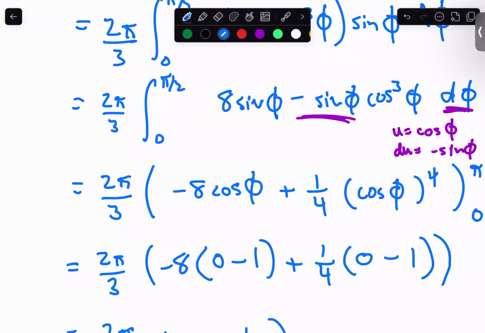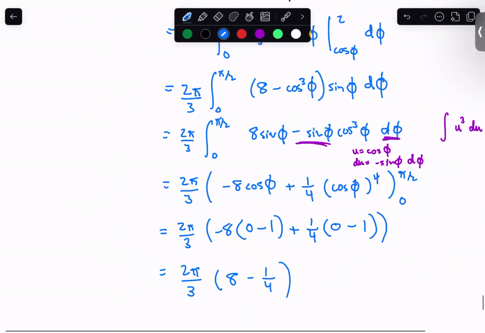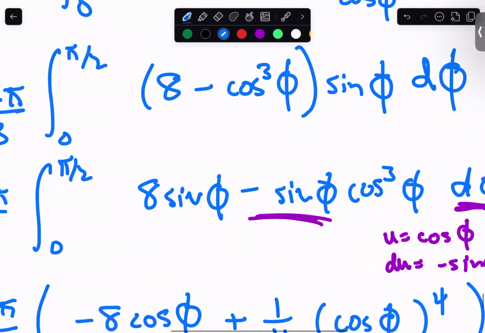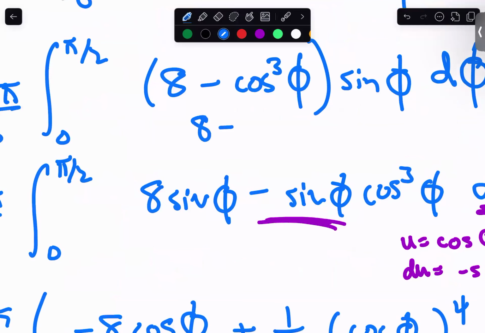Can we filter out the sine entirely and cross it out with the use of this? You're asking if we could just leave it factored? Yeah, I mean, you could make this as 8 minus u cubed, and then all of that would be your du, something like that. That would be fine.